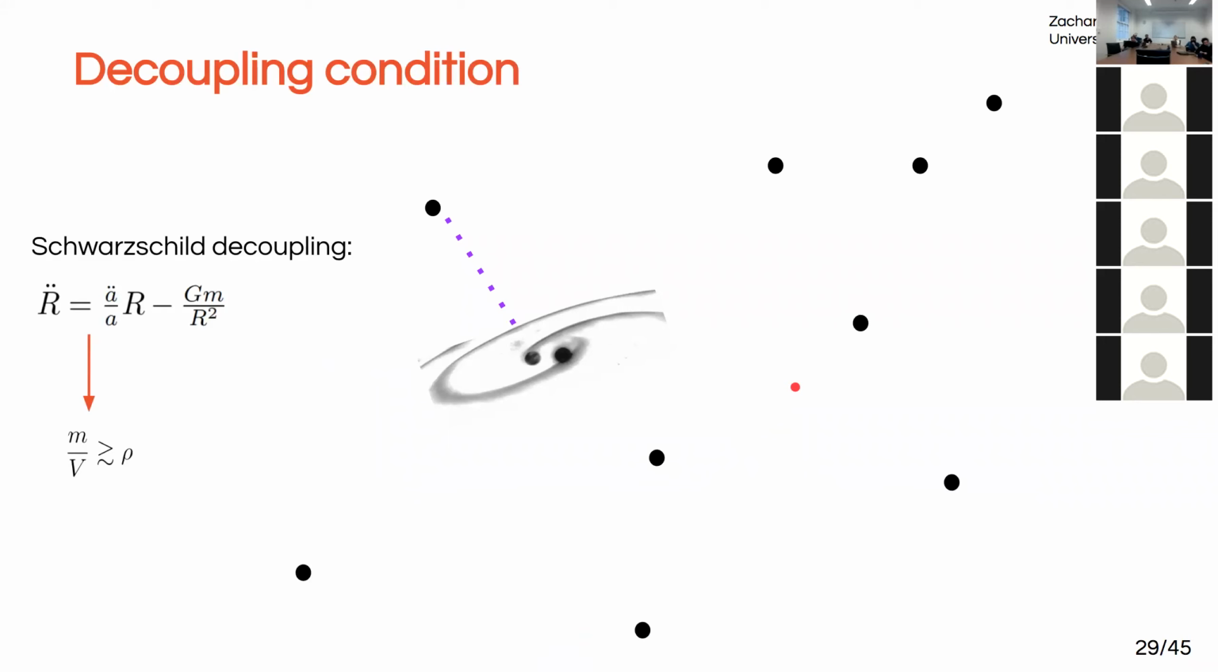And obviously this sensitively depends on what the decoupling condition is for these black holes. In the Schwarzschild case, there's an easy intuition for this. You can essentially say when the mass energy of the two black holes is greater than the energy density of the fluid in the volume they occupy, then they decouple and form a binary. So that's this condition here.